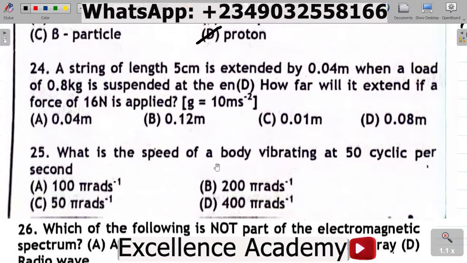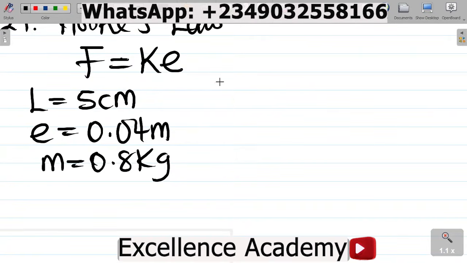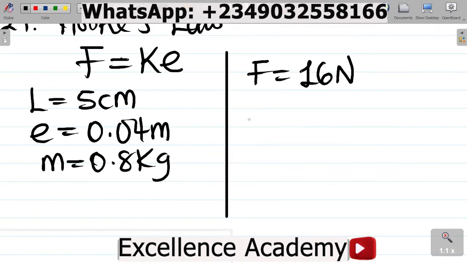Moving on, they said it is suspended at the end. How far will it extend if a force of 16 Newton? Now, they give you a second condition here. They said force F is equal to 16 Newton. You're asked how far will it extend? Let's call this extension 2.